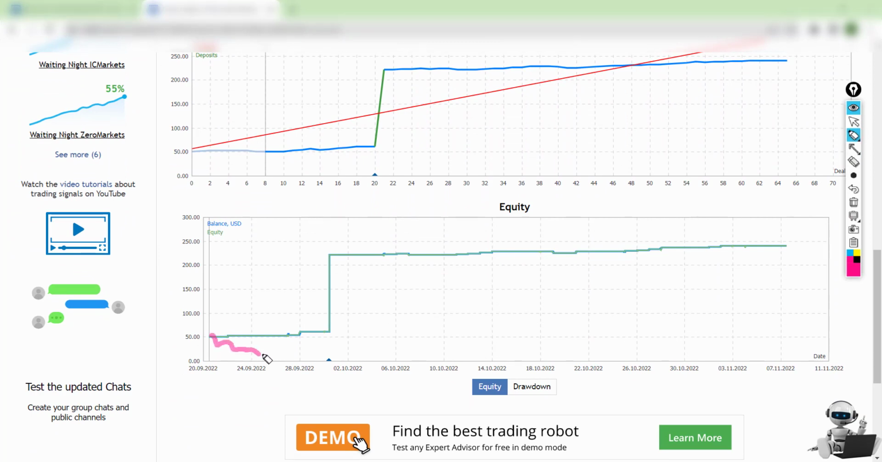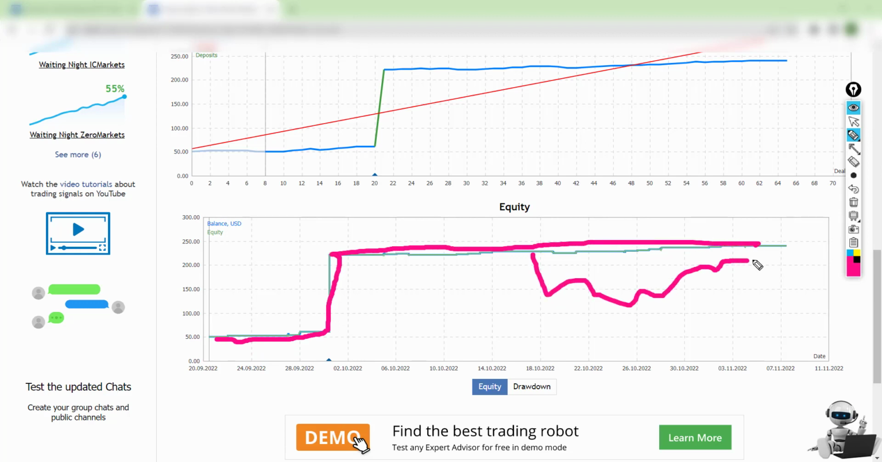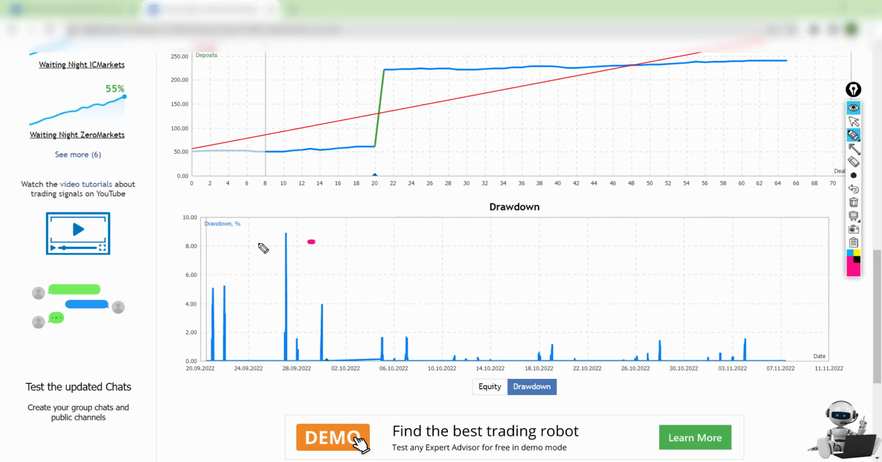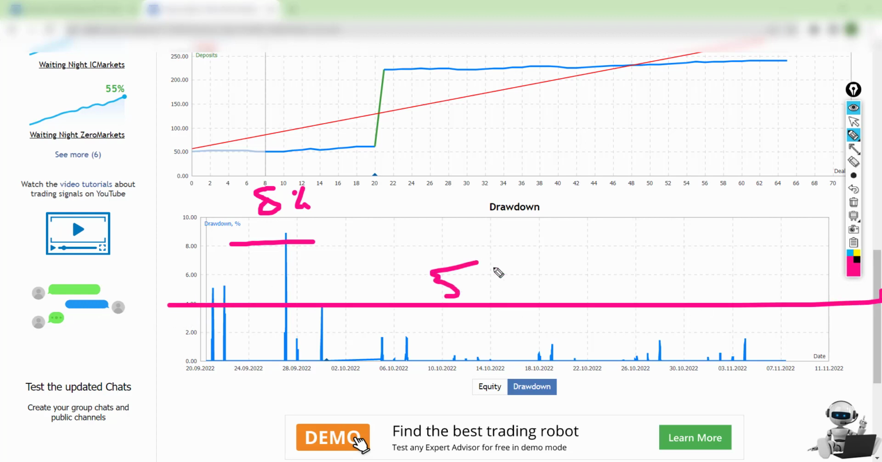We don't have anything like this. For example, you can see it means each trade is protected by stop loss, so that's why we have a stable chart. You can see we don't have something like that or something like that, which is very amazing. For the drawdown, the maximum it has been only 8%, and the normal drawdown is from 5% on average.